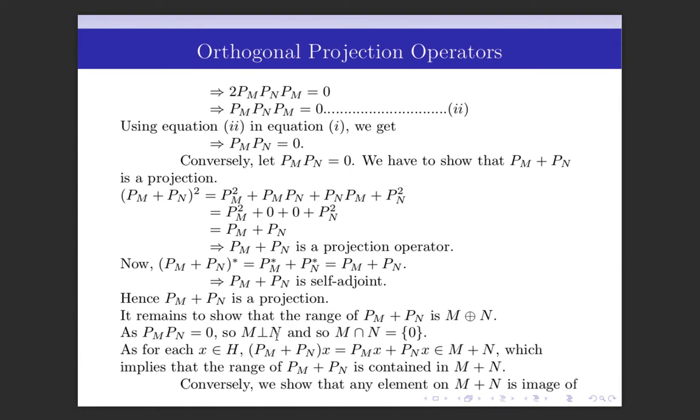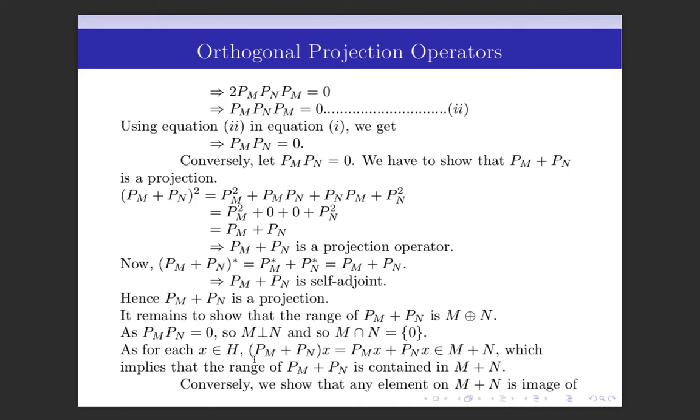This result we have proved in the last lecture, that if Pn and Pm are orthogonal, that means PnPm is equal to 0, then their range spaces are also orthogonal. So we have this, and from this we have M intersection N is the singleton 0.